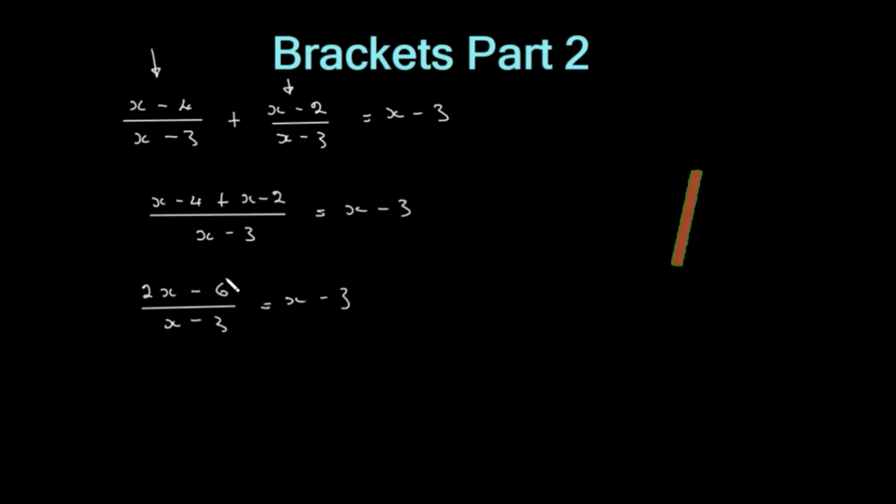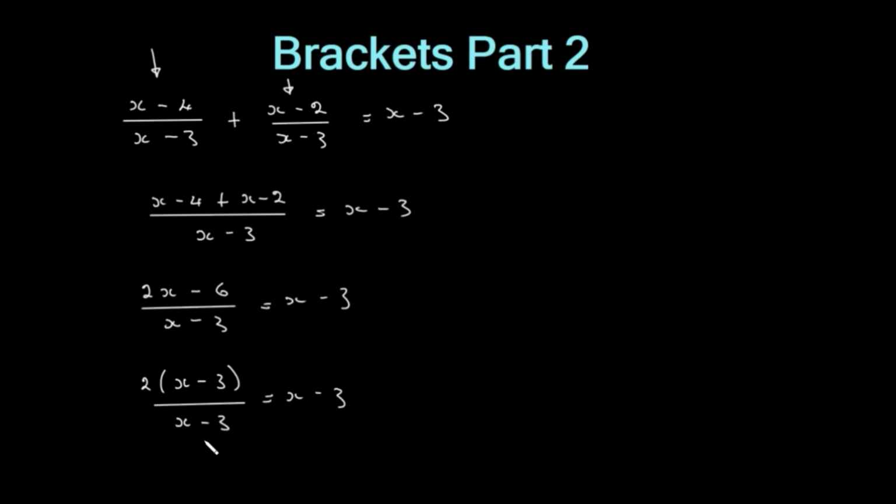Now we factorize the top. We end up with 2 on the outside of the bracket, x minus 3. So everything inside the bracket is multiplied by 2. 2 times x would give me the 2x. There's a minus. 2 times the 3 would give me the 6. So this is still the same value as above.